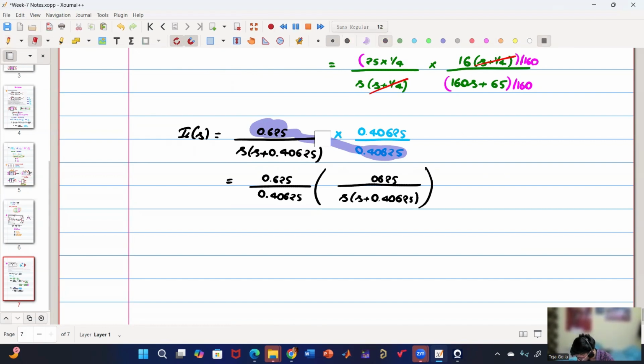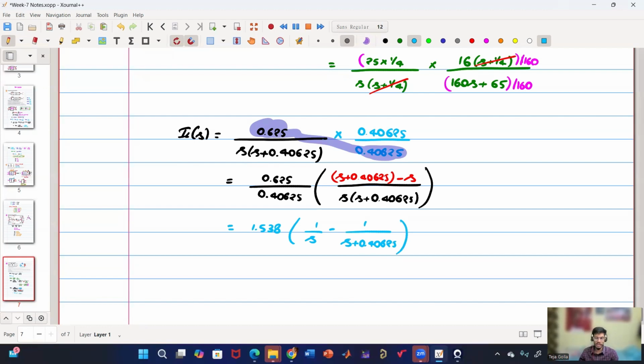The numerator that we have, 0.40625, I can write as S plus 0.40625 minus S. So that will become 1 by S minus 1 by S plus 0.40625. Then if you simplify, you will get this expression as 1.538 into 1 by S minus 1 by S plus 0.40625. Is the simplification clear? Because it is only two terms, it is very simple, because one is S. Else we can do partial fractions also, which will give the same. But this is a straightforward step, so that's why I have done this.